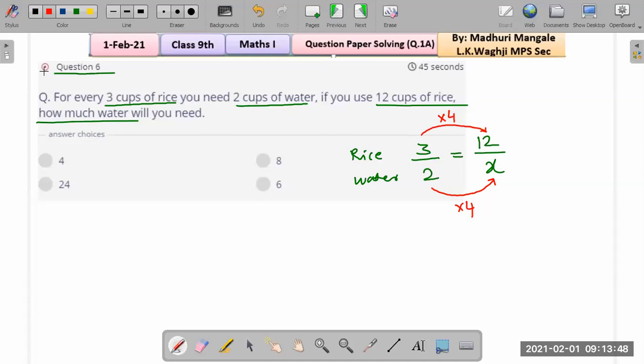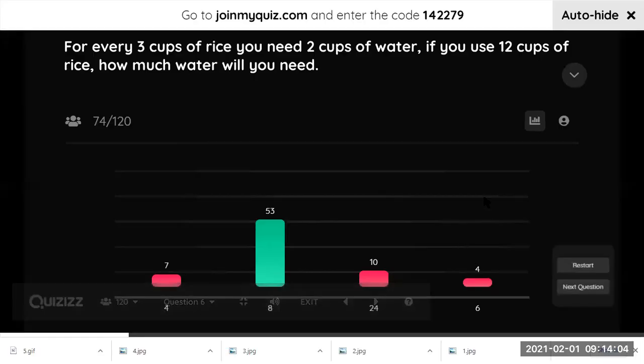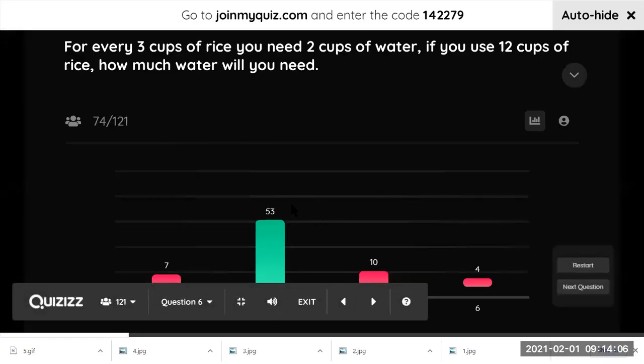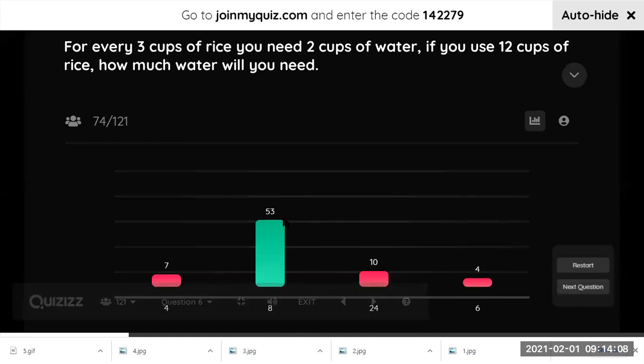And there we see Sakshi, Khushi, Dinkar, Mayank, Abhijit, Rishikesh, very good. 53 of you have got it right. Let me share the screen. Okay, here 53 of you have got it right. The answer was 8, isn't it? The answer was 8. Great.